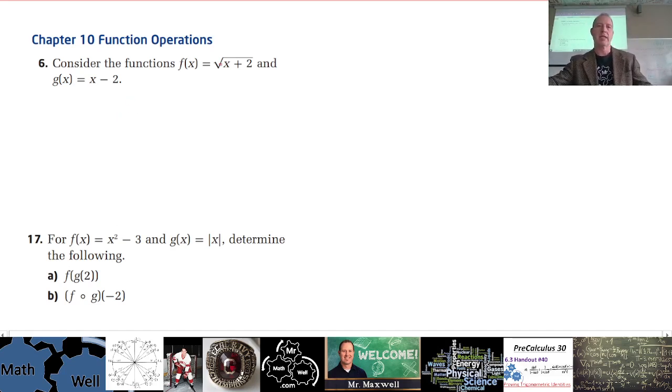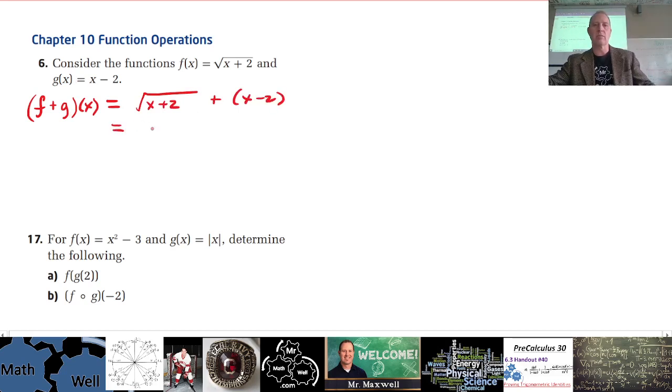So, consider these functions. What does this notation mean? What am I doing to these two functions if I write this? Yeah, I'm adding f of x and g of x together. So I've got root x plus 2 plus x minus 2 as a second function. Simplify that. I simply have root x plus 2 plus x minus 2. No like terms together. I'm done.